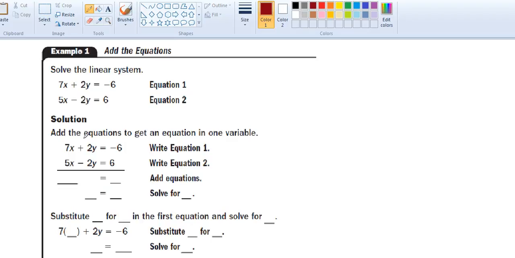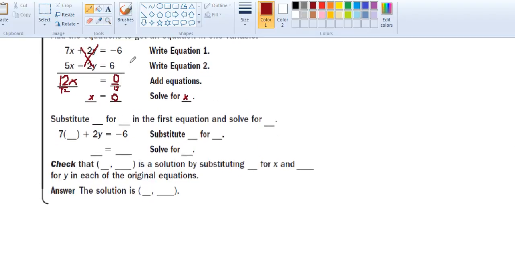What we're going to do is add these together. So let's add the x's together. When you add a positive 7x and a positive 5x, it comes to 12x. These cross off, so those aren't going to be there anymore. Now add negative 6 and positive 6, you get 0. Okay? Now solve for x. You're going to divide by 12 here, and you're going to divide by 12 here. And what you're left with is x is 0.